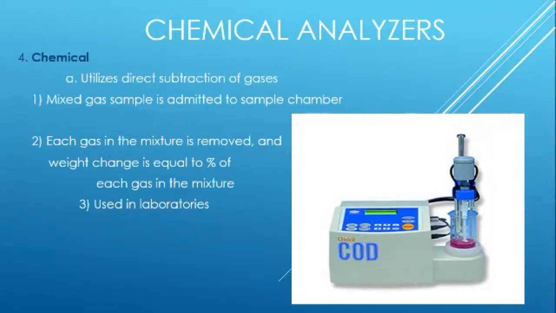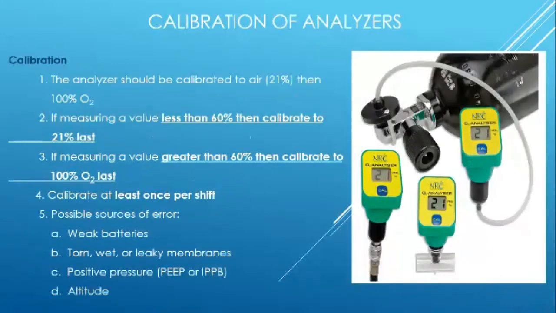So the chemical analyzer measures the percent. All it does is, you just put in all the gases and it will weigh each gas. Each gas then is removed. Like it'll remove the nitrogen, it'll remove the oxygen, it'll remove everything. And that changes the weight. And that weight change is equal to the percent of each gas in that mixture. Okay? That is used in laboratories.